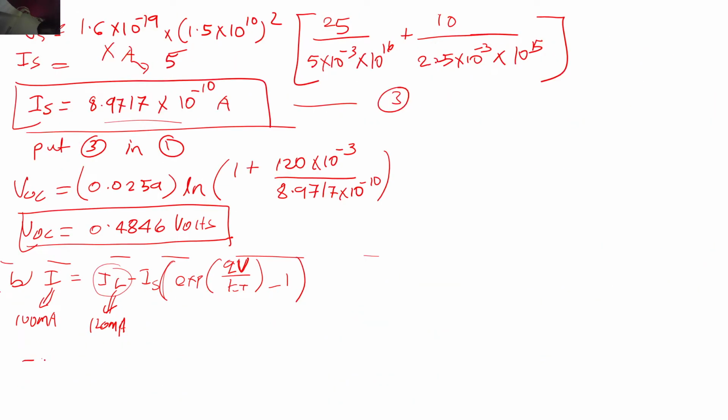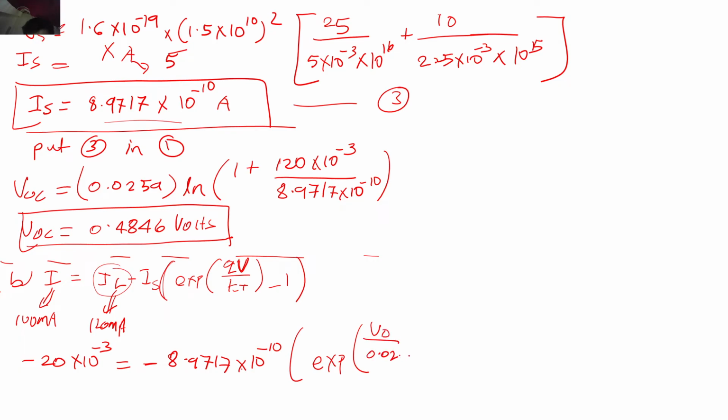So now this will become: minus 20 milliamperes, that is 20 times 10 to the power minus 3, is equal to minus IS, which we have already calculated, 9.717 times 10 to the power minus 10, into exponential of VD upon 0.0259, since we know this kT by q value, minus 1, right? So we just have to solve this equation, and the moment you solve it, you are going to get the value of VD as 0.438 volts.